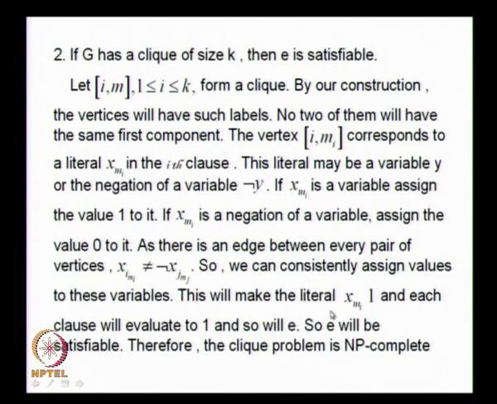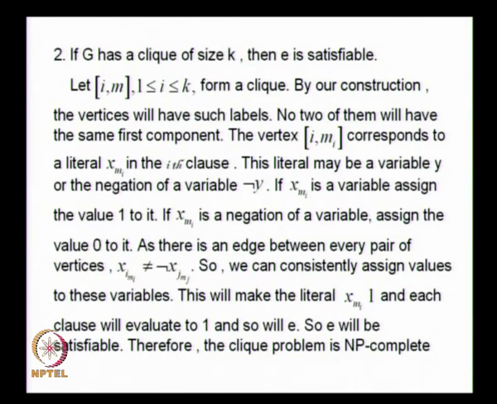If we assign values to the variables this way, then each clause will evaluate to 1, and so the expression E will evaluate to 1. So, E will be satisfiable. What we have done is, from one instance of CNF, we have constructed an instance of a graph such that the CNF expression is satisfiable if and only if the graph has a clique of size k. That is, we have reduced CNF satisfiability to the clique problem, and this transformation has been done in polynomial time.